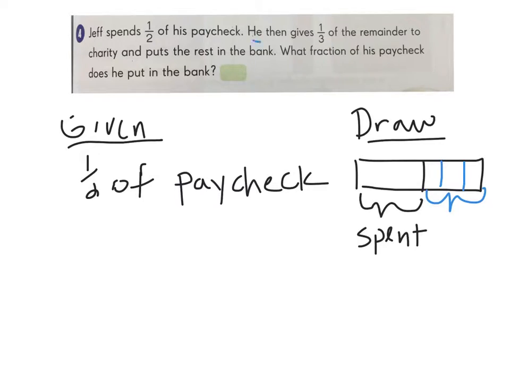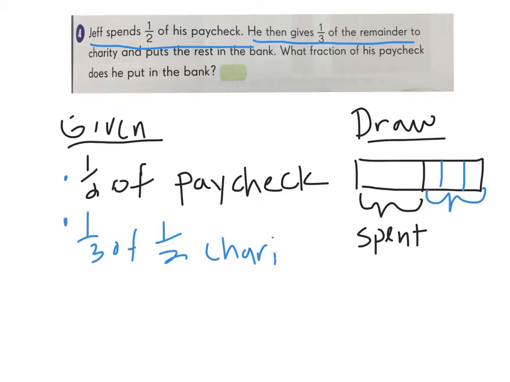He gives 1/3 of the remainder, and if he spent half, then that's another given. 1/3 of 1/2 is going to a charity. How nice of Jeff. What a good guy. So I'm going to color in this one right here, because that's really the amount that he puts into the charity.